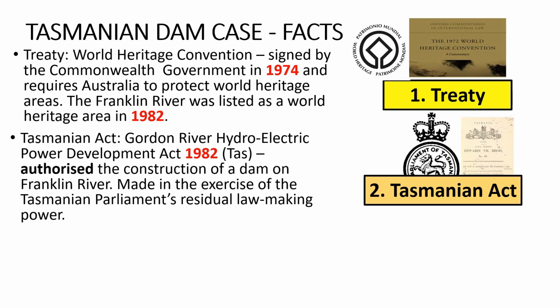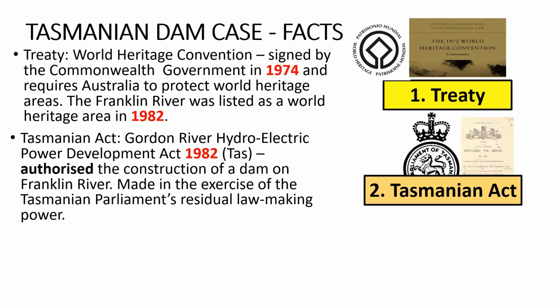Remember that the only lawmaking powers that the Commonwealth Parliament has are those which are given to it by the Constitution. Now, there's nothing in the Constitution that gives the Commonwealth Parliament the power to make a law about a dam in a state. Instead, only the Tasmanian Parliament has the power to make a law about a dam in Tasmania. This is why, in making the Tasmanian Act, the Tasmanian Parliament was exercising its residual lawmaking power.